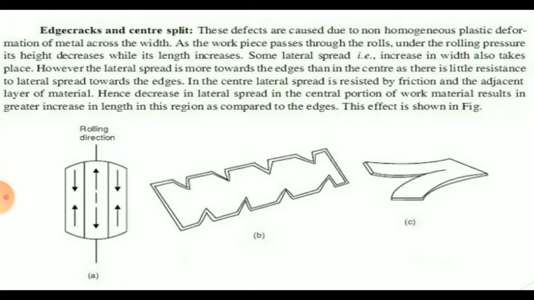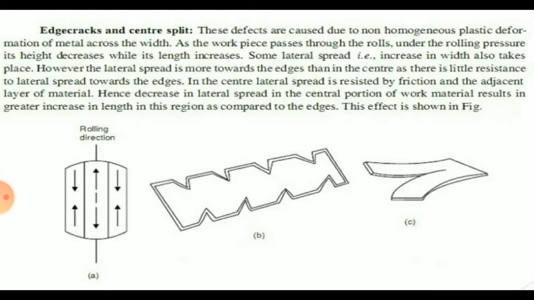So due to that, there is a rounding of the sheet. So the sheet elongates more at the center than the edges of the sheet. So due to that, there is a rounding of the sheet that you can observe in diagram A. So these defects are caused due to non-homogeneous plastic deformation of metal across the width.